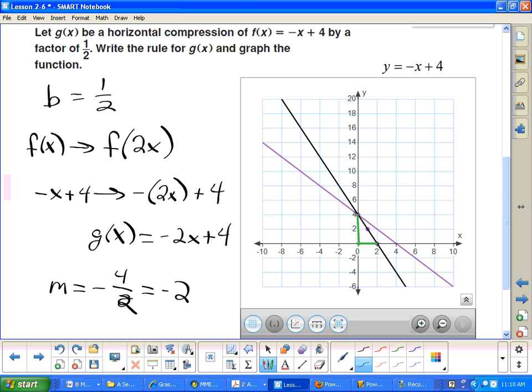So if it's horizontal, it changes in the parenthesis using the reciprocal. Okay? If it's vertical, then you just multiply the function by it. So if this said that we were going to do a vertical compression by 1/2, then we would just multiply the whole function, negative x plus 4, by 1/2, which means that the y values would only be half as much in that case. So instead of my y-intercept being 4, my y-intercept ended up becoming 2.